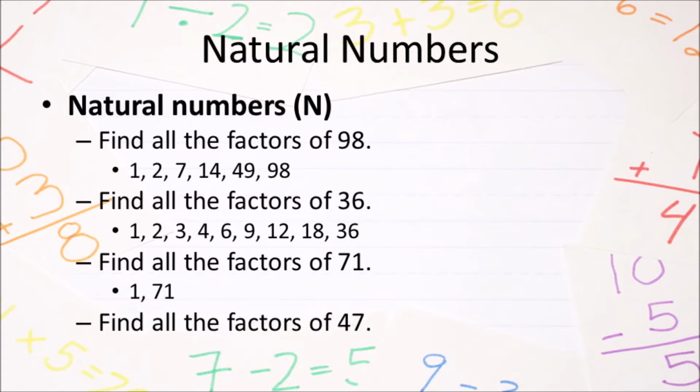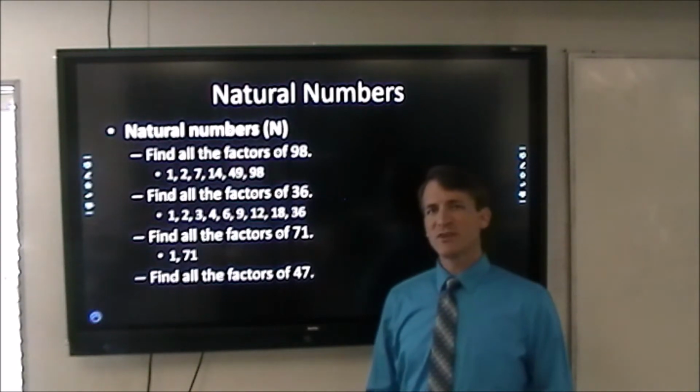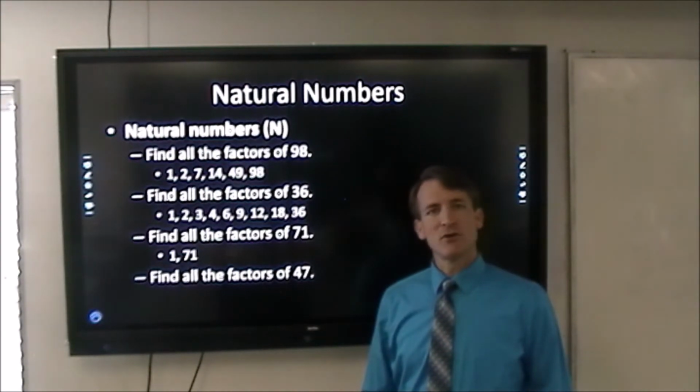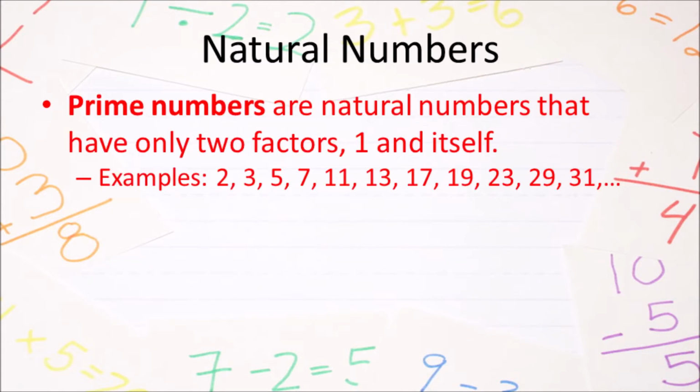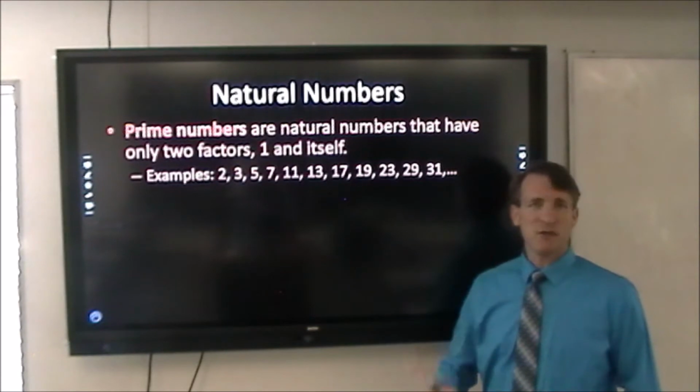Try 47. If you look through the numbers for 47, you'll discover once again that there are only 2 factors, 1 and 47. These last two are examples of what we call prime numbers. So prime numbers are natural numbers that have only 2 factors, the number 1 and the number itself. Some examples of prime numbers: 2, the only even prime number; 3, 5, 7, 11, 13, 17, and the list goes on.